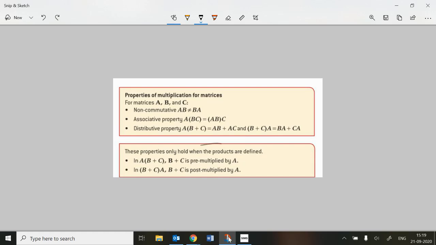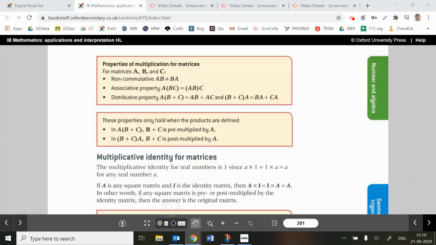You can see that they've just added a little note on for this as well about pre-multiplying and post-multiplying by A. I'm not going to go into a huge amount of technical detail on this. It should be fairly clear from your examples how to do the questions without really knowing too much about these, to be honest. Okay, so there you go.